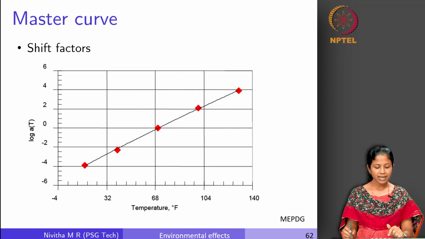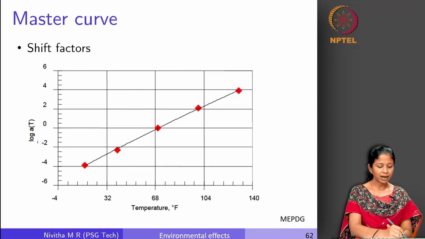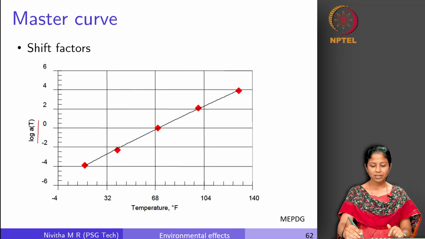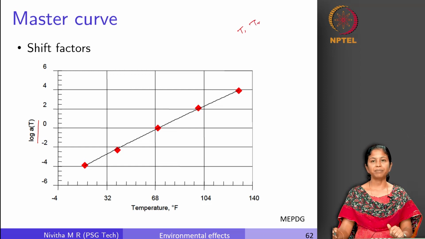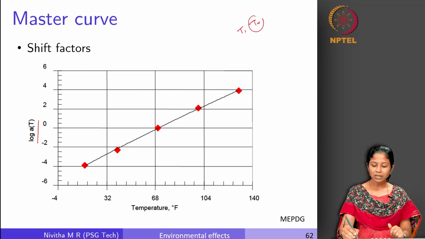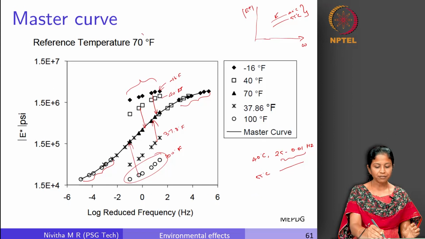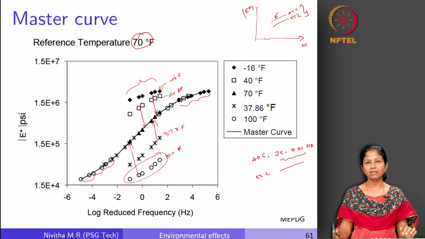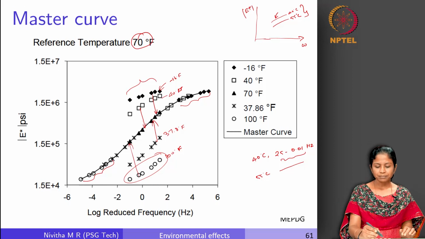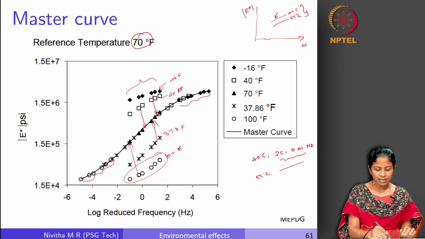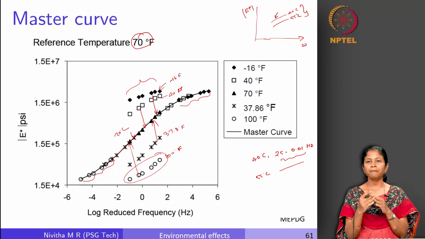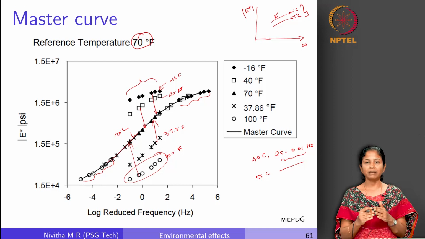So, now we can see here these are the shift factors that are defined here. This shift factor is defined for any given temperature T based on the reference temperature Tr. So once I know my reference temperature, you see here the reference temperature used is 70 degrees Fahrenheit, right. So this curve is obtained at a reference temperature of 70 degrees Fahrenheit. I am converting the tests carried out at individual temperatures to a reference temperature of 70 degrees.